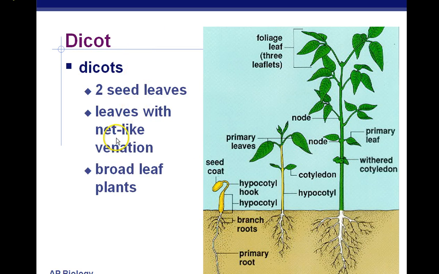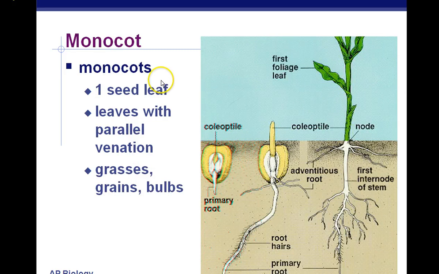Dicots: two seed leaves, leaves with net-like venation, veins, and broad leaf plants. These are more important. We'll talk more about that later. Monocots: one seed leaf, leaves with parallel, side-by-side veins.